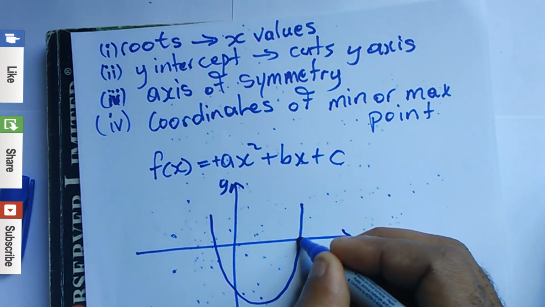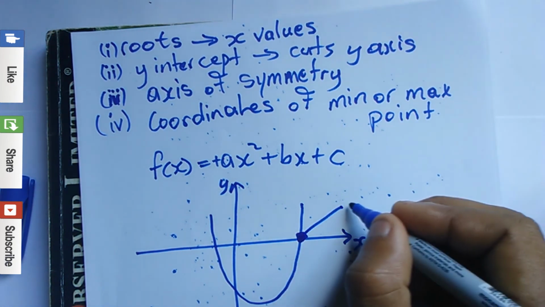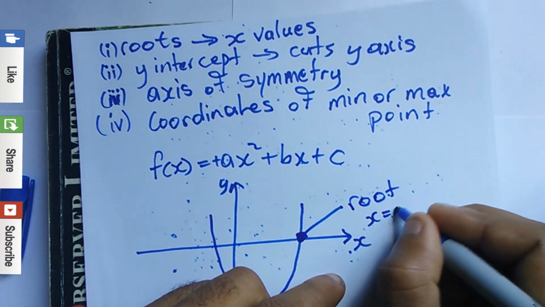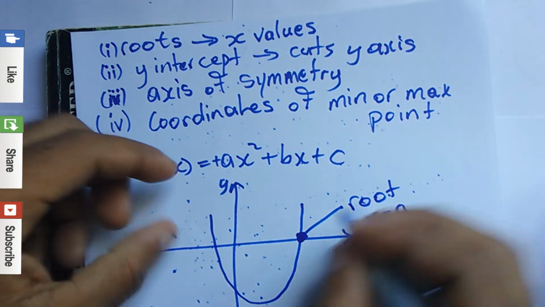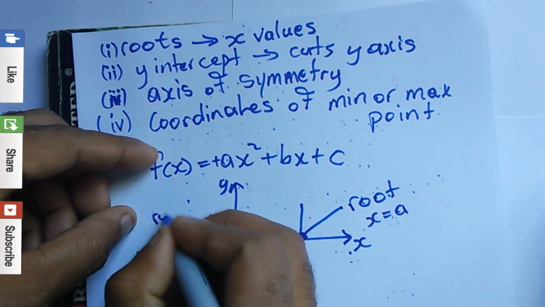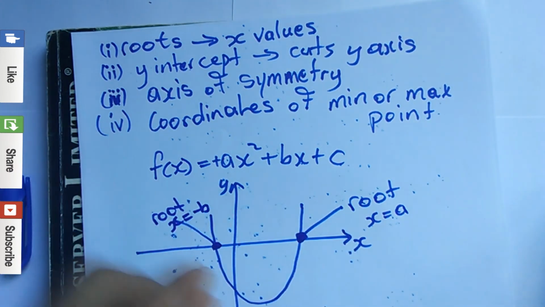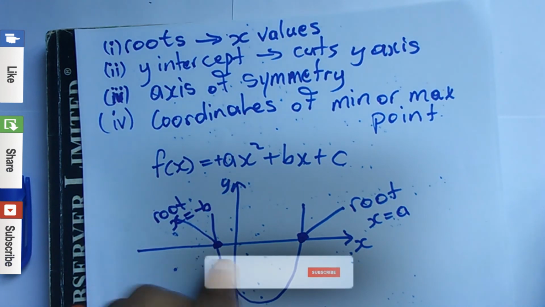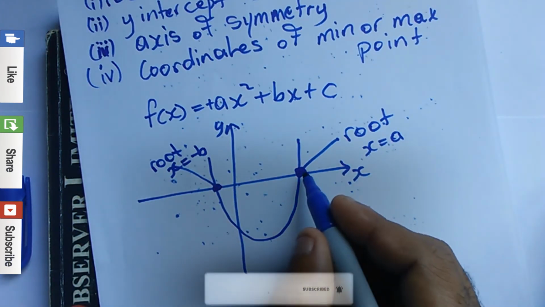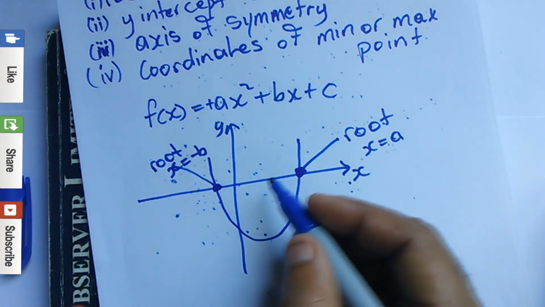This point right here, where the graph cuts the x-axis, could be considered a root, in which x is equal to a, where a represents a positive number. Right here is another root, where x would be equal to, let's say, minus b, because this is on the negative side of the x-axis. So this is a root, and this would be a root. Remember, roots are where the graph cuts the x-axis.